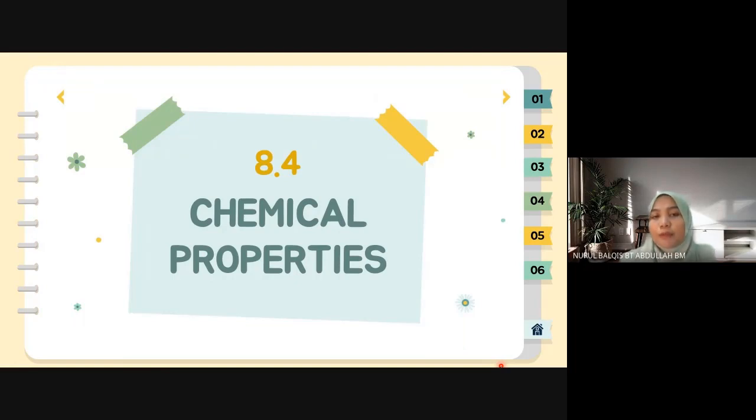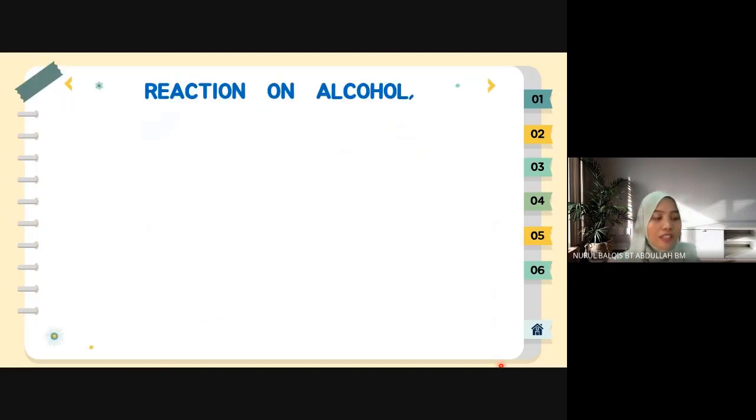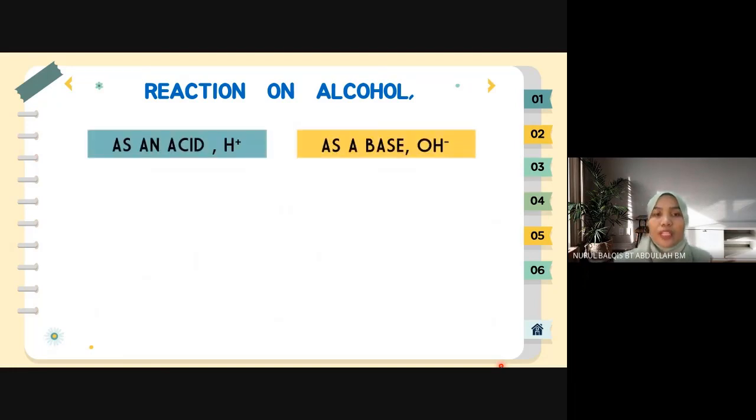Okay, next one, 8.4, chemical properties. Chemical properties here talk about the reactions of alcohol, specifically on the OH. I want to explain that the chemical properties of alcohol can be divided into 2. One is alcohol as an acid, the other is alcohol as a base. When it acts as an acid, in the reaction it takes only the hydrogen, leaving O minus in the compound. If it acts as a base, it takes the OH.